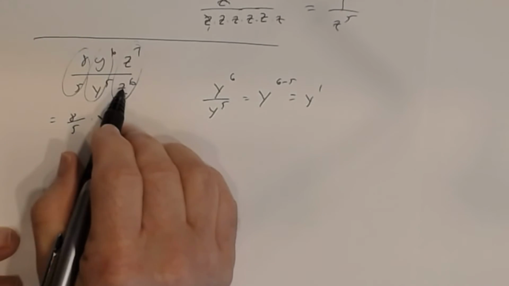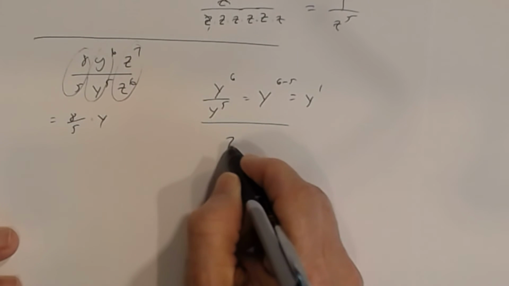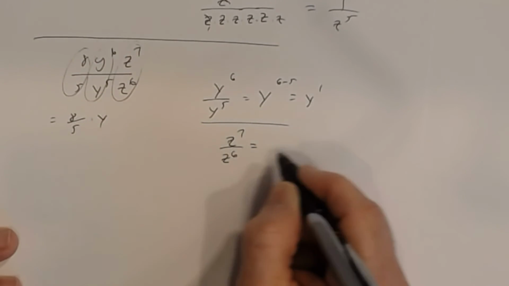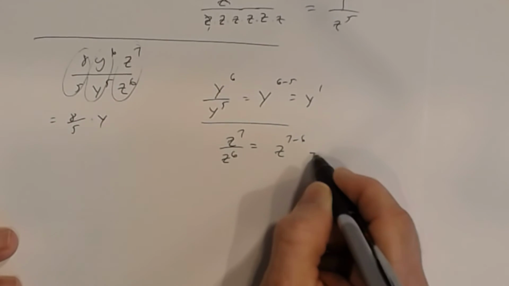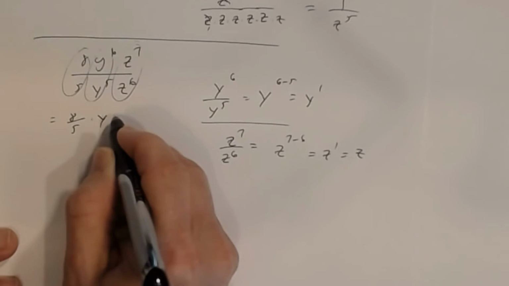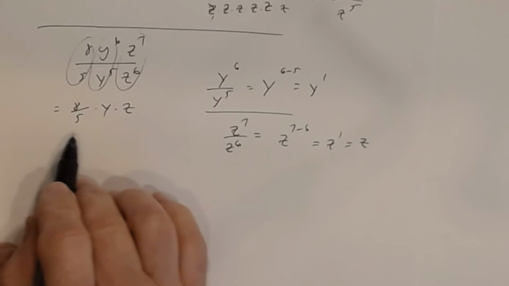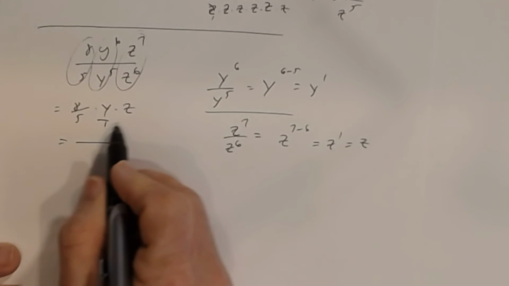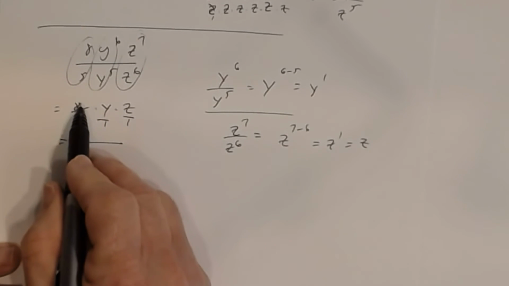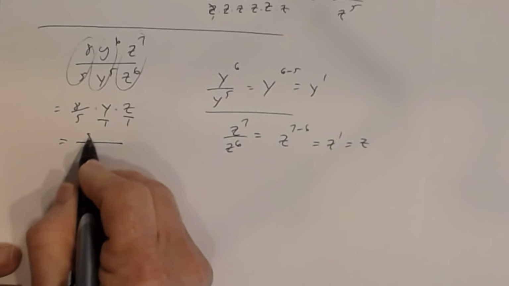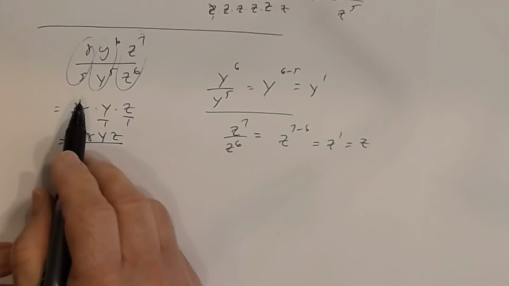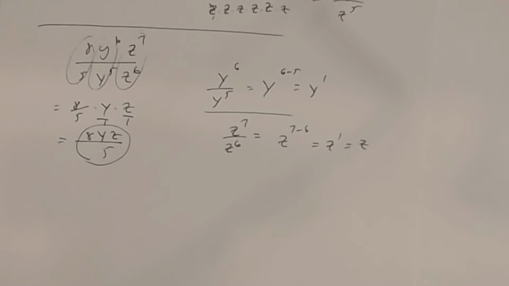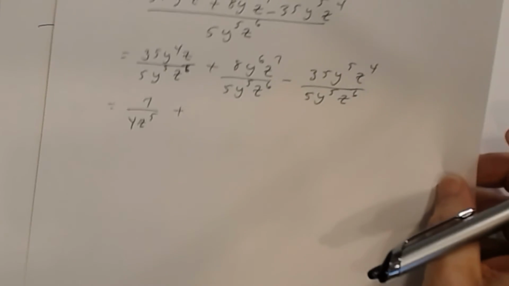Okay? Over here, I have z to the 7 divided by z to the 6. Divide like bases, subtract exponents. Z to the 7 minus 6, again, that's 1. So that's just z. But don't leave the answer like this because you want to write it as one fraction. So remember, that's y divided by 1, z divided by 1. Now look, 8 times y times z is 8yz. 5 times 1 is 5.